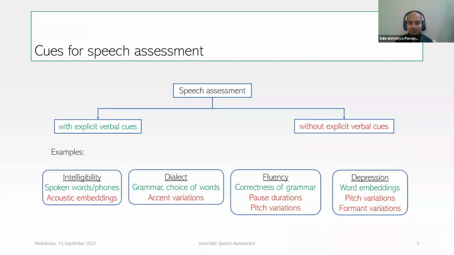Similarly, fluency can be measured by grammatical correctness. This is verbal cues, whereas it can also be measured by measuring how many times the speaker paused or for how long they paused and how they altered their pitch while they spoke, which are not explicitly verbal. Similarly, depression can be detected by using word embeddings, which are verbal cues, whereas they can also be detected by using acoustic properties, which are non-verbal.